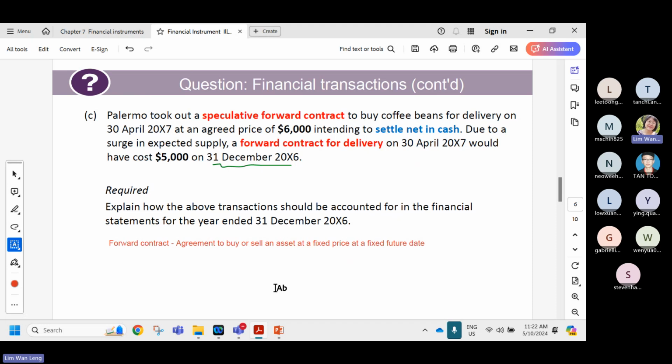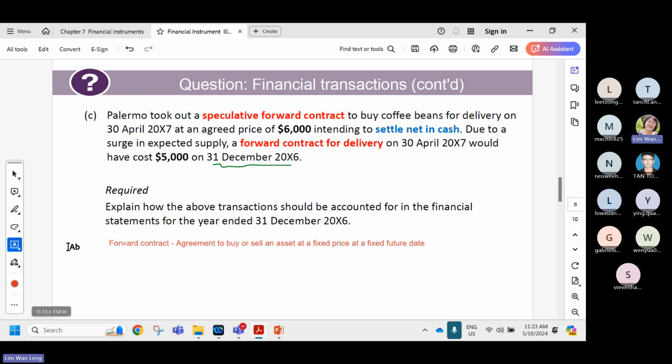So which means what? You enter into a forward contract to buy coffee beans. Okay, so they enter into a forward contract to buy coffee beans, and then these coffee beans will be delivered to them on 30th April X7. And how much did they pay? 6,000. And they are going to settle net in cash.